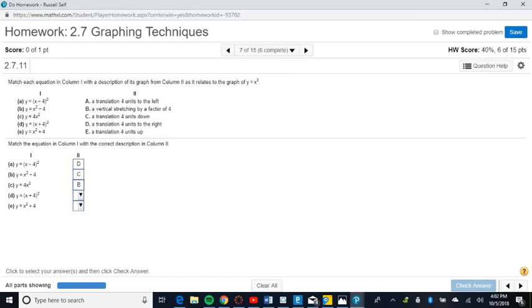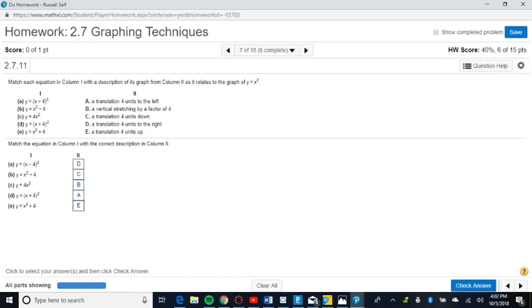x plus 4 squared means it's x plus 4 in parentheses squared, means take the 4 away from the x, which gives you negative 4. So that means negative 4 is a translation, 4 units to the left. And that's A in our case here. And finally, x squared plus 4 just means you're adding 4 to it. That means you're going 4 units up, which is E.